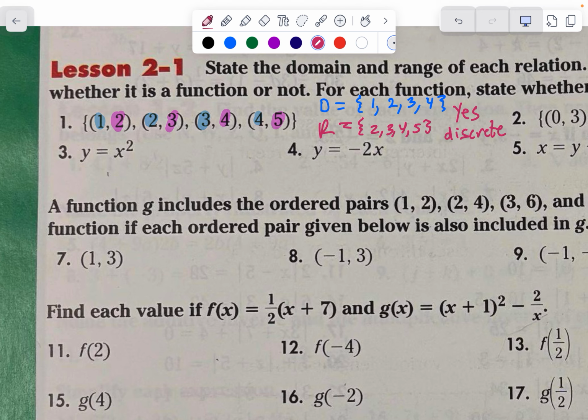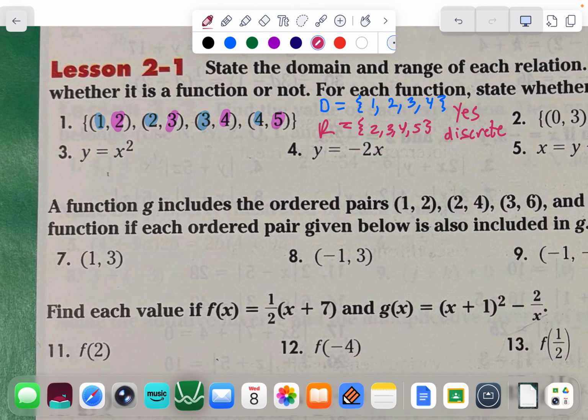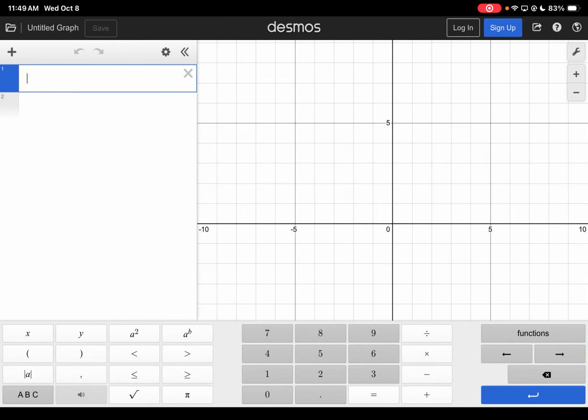Okay? So let's talk about the ones that are an equation. If the ones that are an equation happen to be a function, they would be considered continuous. So let's take a look at number 3. What I want you to do is open up a tab in Desmos, desmos.com, graphing calculator. And I want you to type in y equals x squared. Whatever the equation happens to be, please type it in.